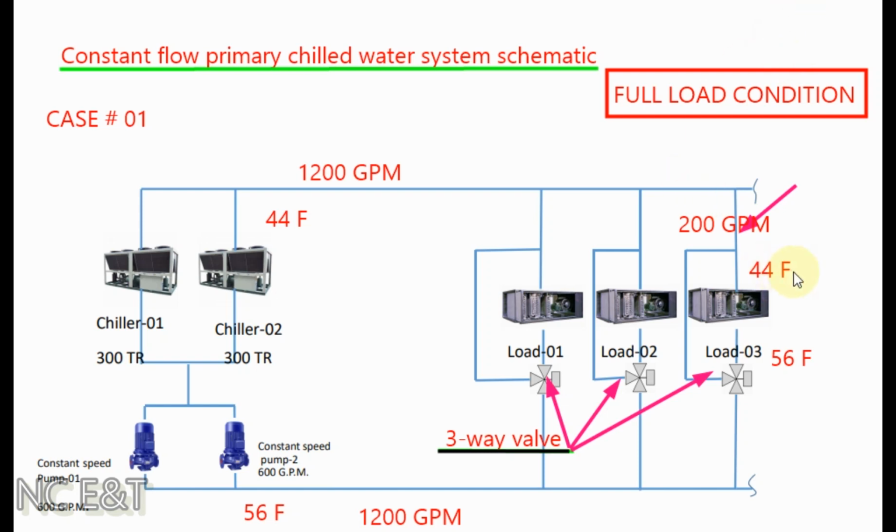As we know, our system is a constant flow chilled water system, so we will select a constant speed chilled water pump that will give us the constant flow of chilled water throughout the whole circuit. In the same way, we have selected the chiller with a constant flow of chilled water through it, with a fixed outlet temperature of 44 degrees Fahrenheit, having 100% efficiency at delta T 12 degrees Fahrenheit.